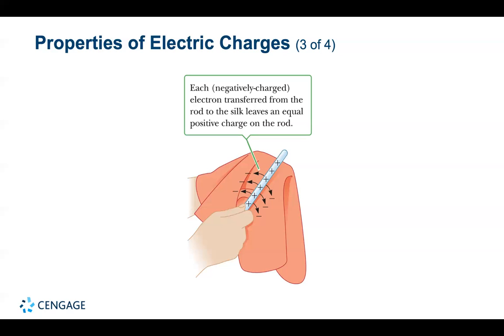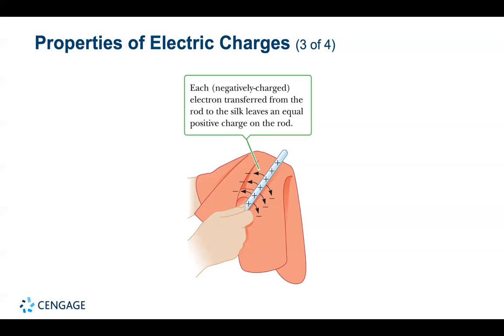One characteristic of charge is that electric charge is always conserved. Charge isn't created when two neutral objects are rubbed together. The objects become charged because negative charge is transferred from one object to another. One object gains a negative charge while the other loses an equal amount of negative charge, and so is left with a net positive charge.